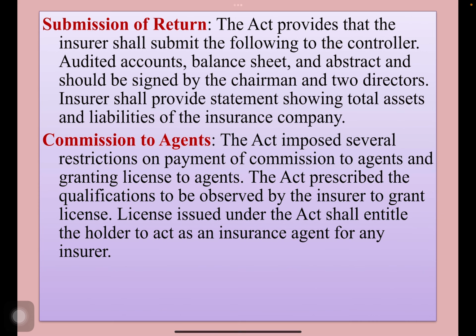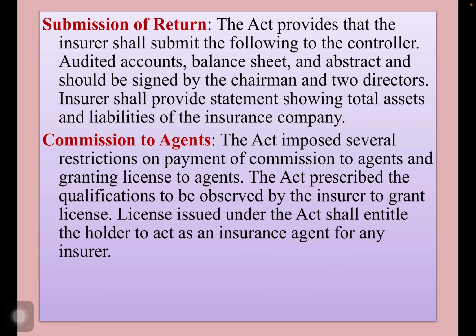Now, the Act provides that the insurer shall submit the following documents to the controller. They are audited accounts, balance sheet and abstract of the report. All these are signed by the chairman and 2 directors. The insurer shall provide statements showing total assets and liabilities of the insurance company.